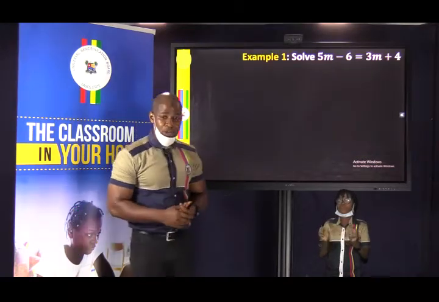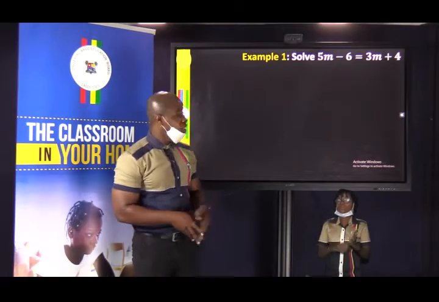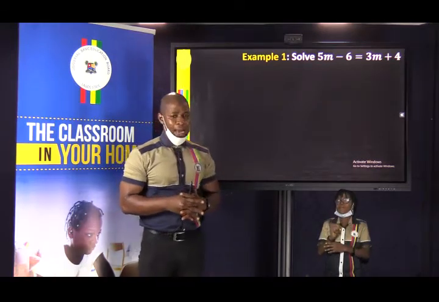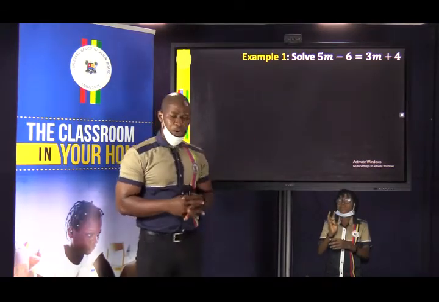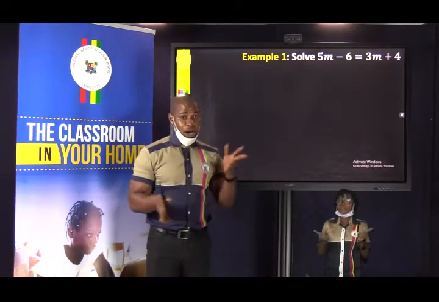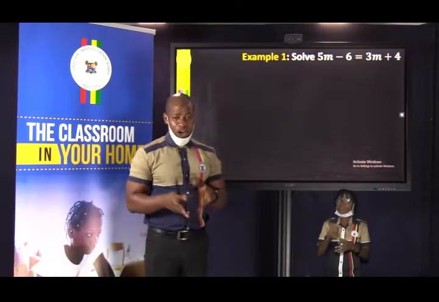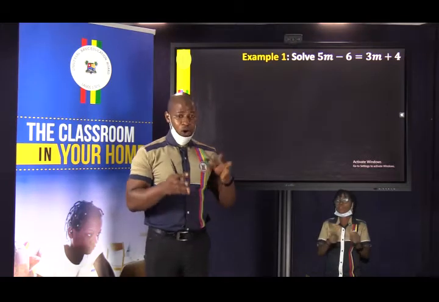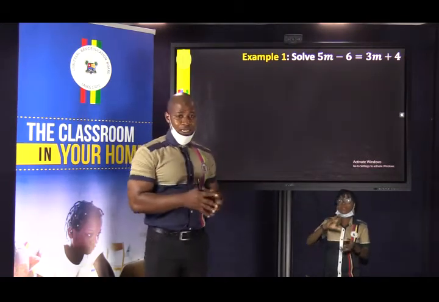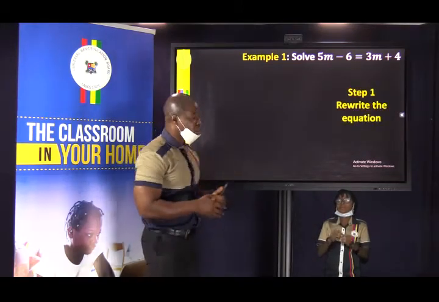So, without wasting much time, let us begin with solution of algebraic equations. The first example says that we should solve 5m minus 6 equals 3m plus 4. Now something is different in this equation. Now we have m in 2 places. It is no skin off your nose, my friend. We'll still follow the same pattern of identifying the terms, rearranging the terms to bring like terms together, merging the terms, and then solving till the end.